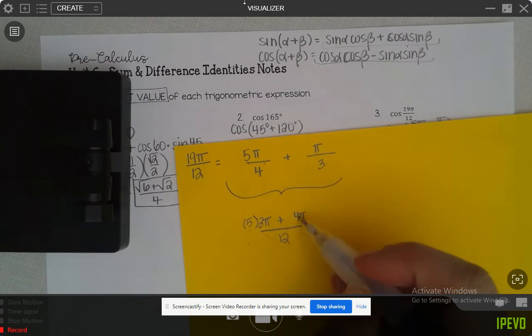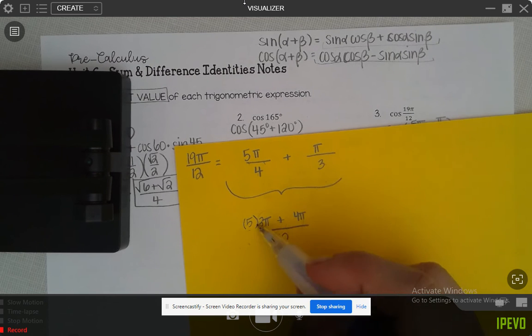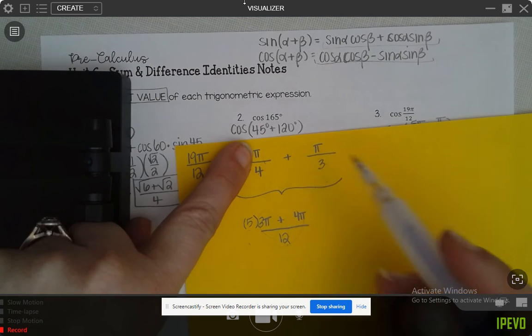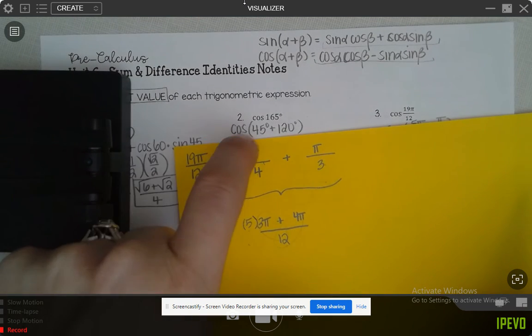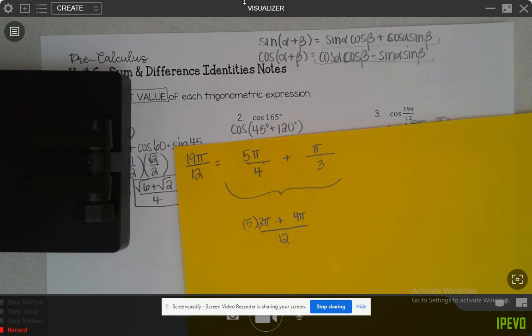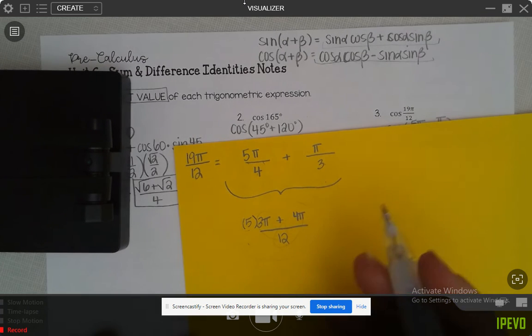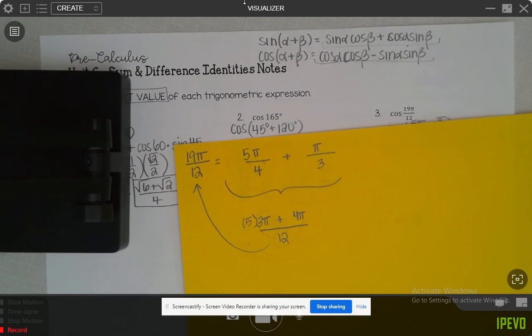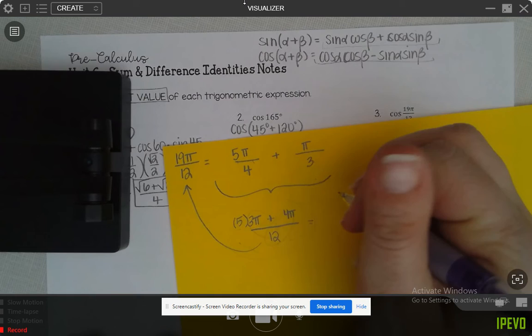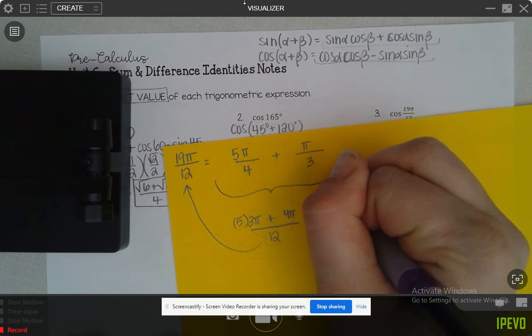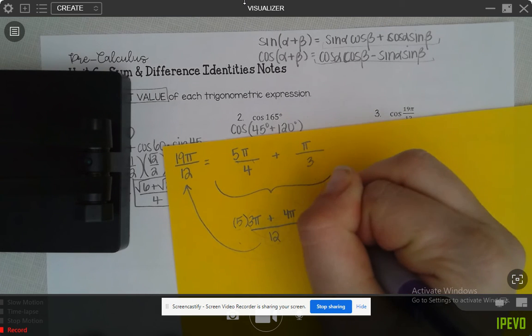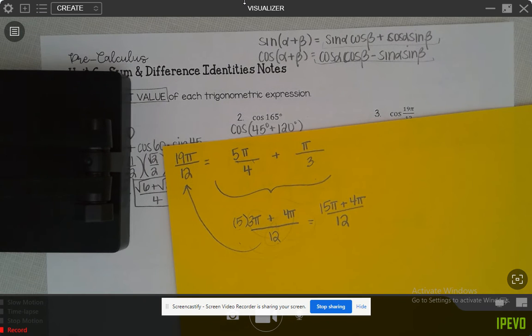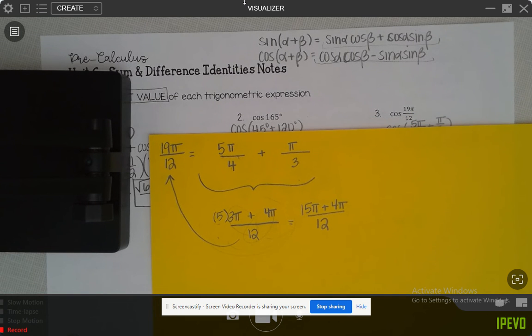So if you did 4 divided by 12, you get pi over 3. And if you did 3 over 12, you get pi over 4. But I know I need 5 of these, which is why the 5 went there. If I get a common denominator of 12, it gets me right back up to 19 pi over 12, because if I multiplied this across, it would be 15 pi plus 4 pi over 12. You guys should be finding an exact value right now. And 15 plus 4 pi, 19 pi.